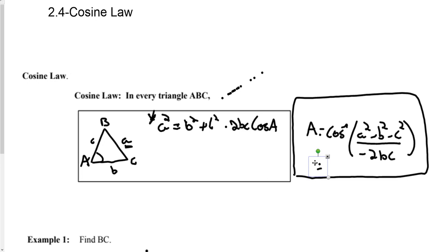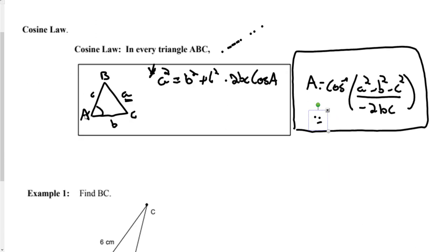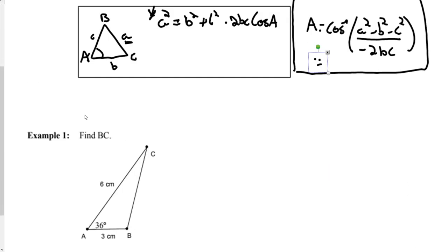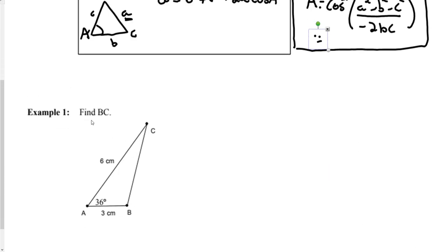So let's go through and do a couple of examples. It's fairly straightforward. And if you have taken Foundations 20, then this is kind of just a quick review class for you guys, so it should be straightforward. All right, so we want to find this length here for example 1. That's my little a.